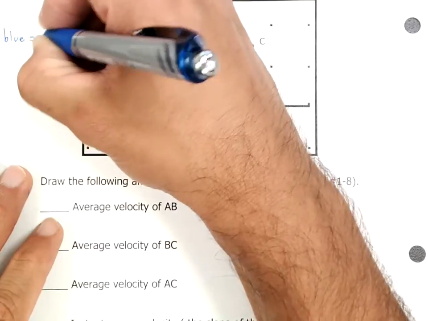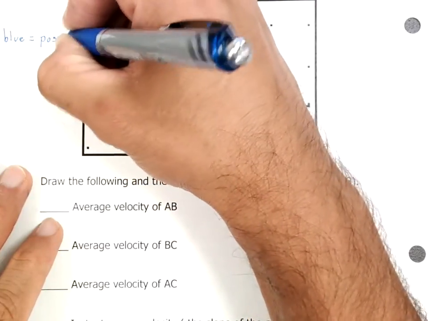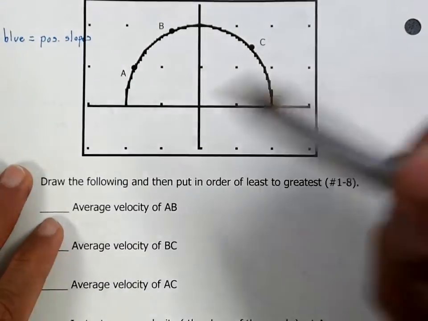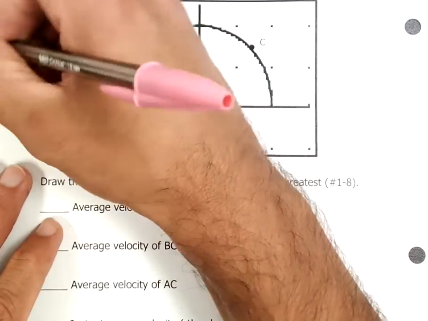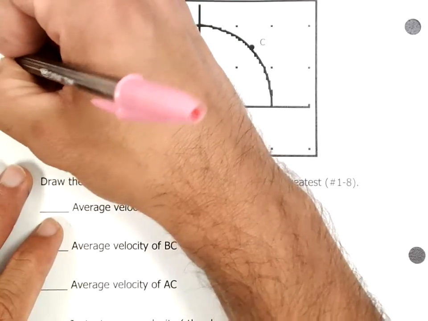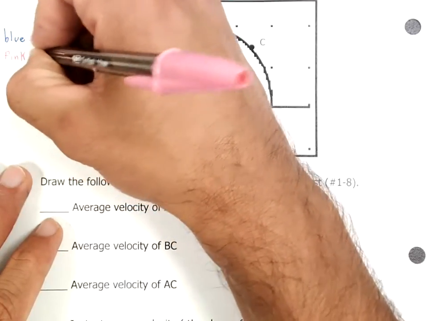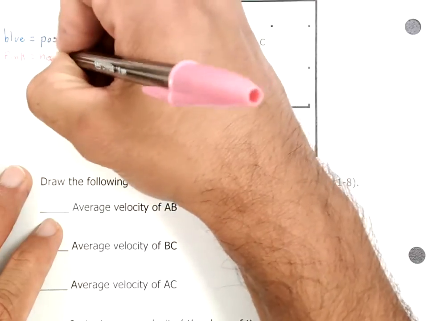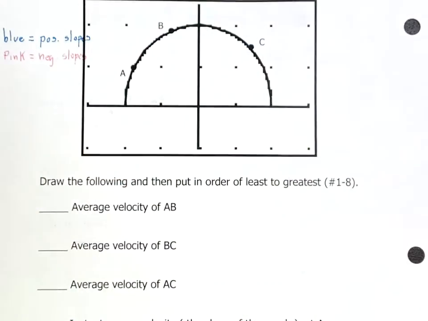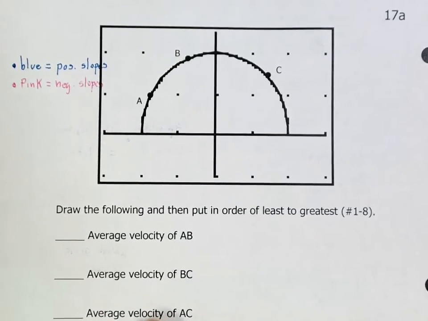So what I'm going to do here is let the blue lines be the positive slopes, and the pink lines be the negative slopes, because at some point I'm going to draw a lot of lines, and I want to make sure you understand which one's which.